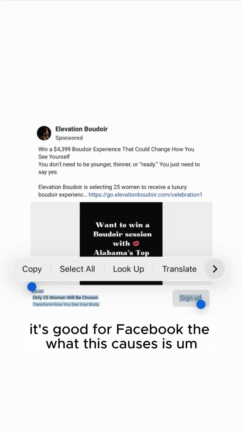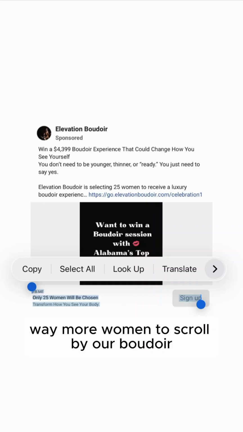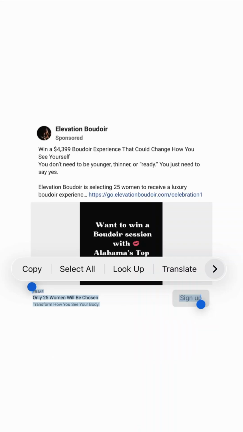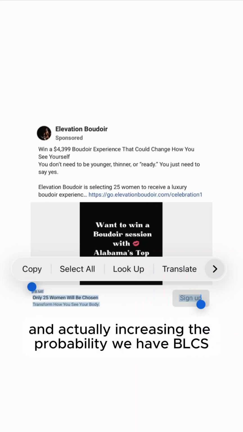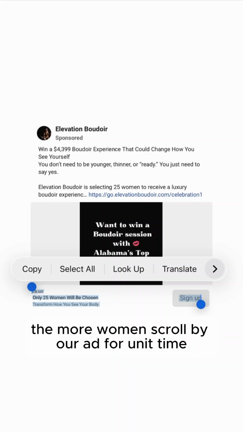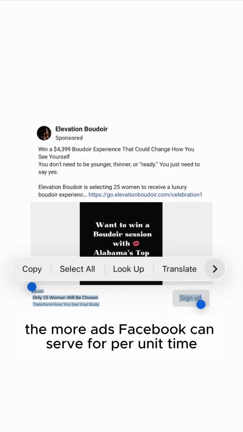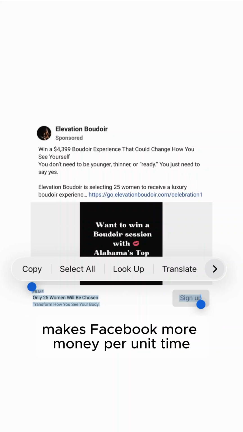What this causes is way more women to scroll by our Boudoir Facebook ads than necessary, pulling our unique CTR all under 6%, and actually increasing the probability we have BLCS. And that is because, the flip side, the more women scroll by our ad per unit time, the more ads Facebook can serve per unit time. That's why Facebook wants us to fill this out. It makes Facebook more money per unit time.